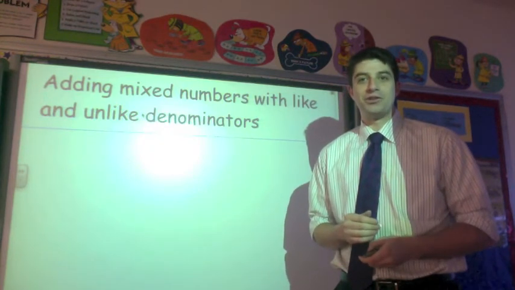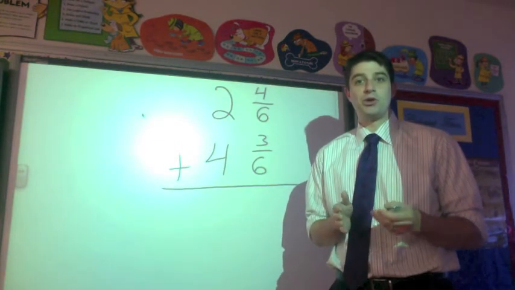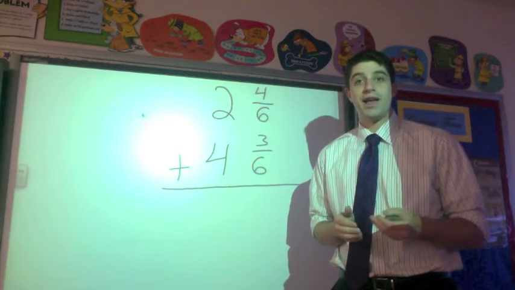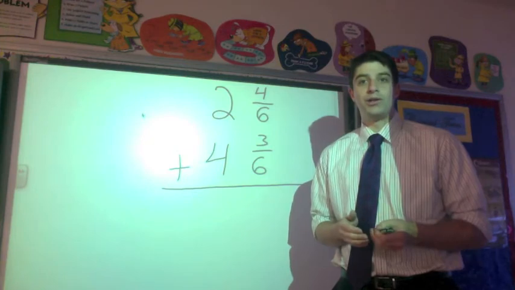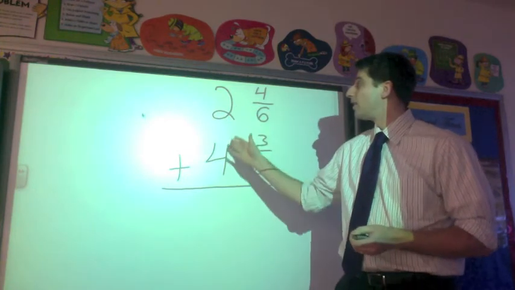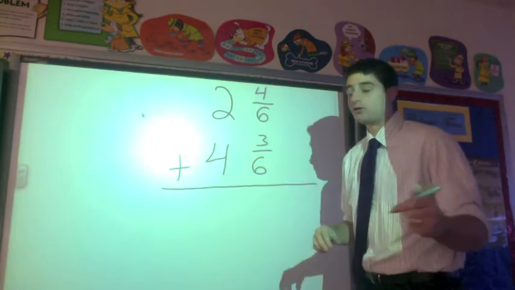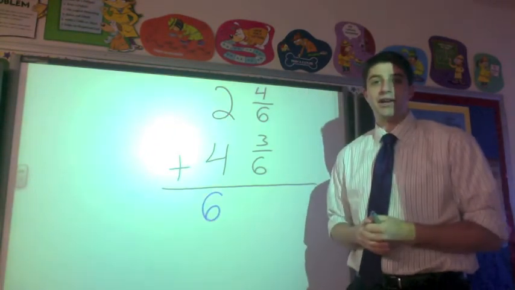Let's take a look at our first example. Up here on the board, you can see that I have two mixed numbers with like denominators, 2 and 4/6 and 4 and 3/6. The first thing that I'm always going to do is add my whole numbers. As we all know, 2 plus 4 is 6. So I write down my 6.